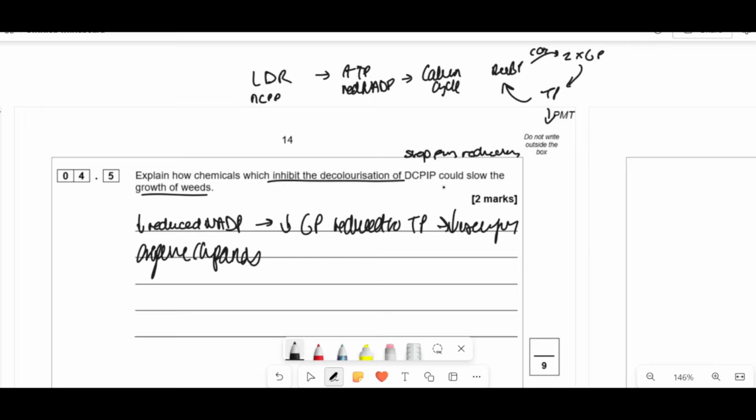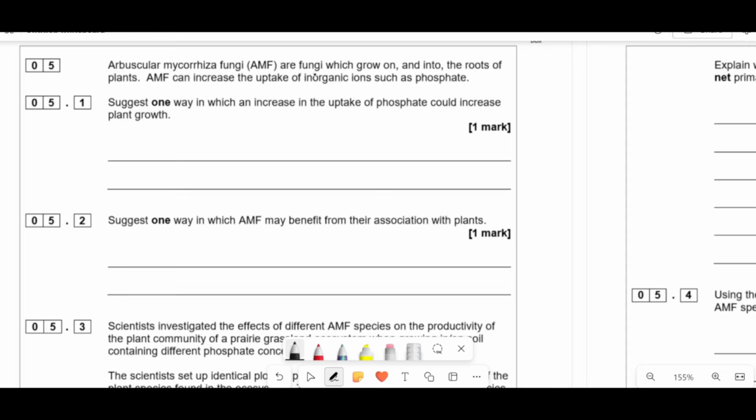So arbuscular mycorrhizal fungi are fungi that grow into the roots of the plants. AMF can increase the uptake of inorganic ions such as phosphate, so just one way an increase in the uptake of phosphate can increase plant growth. Now the word myco means fungus, rhiza, root. Fungus root, right? So that gives it away what's going on here.